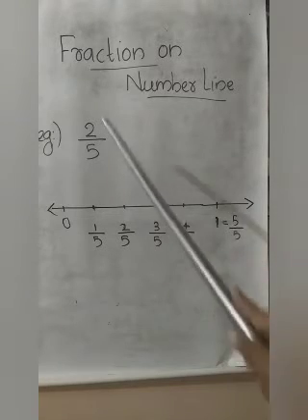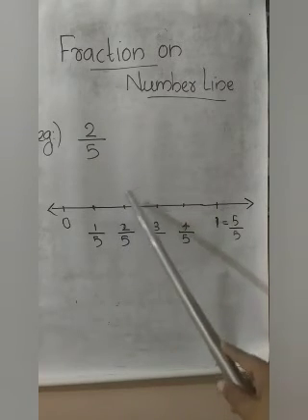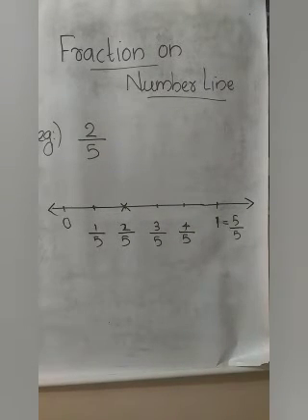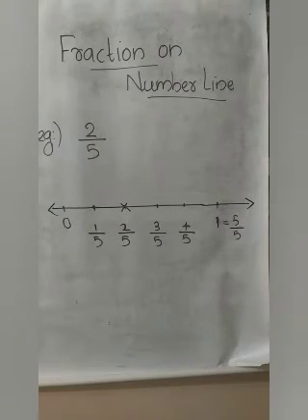So which part do we want to mark here? 2 by 5. So where is 2 by 5? This point is 2 by 5. So we mark 2 by 5 on the number line.